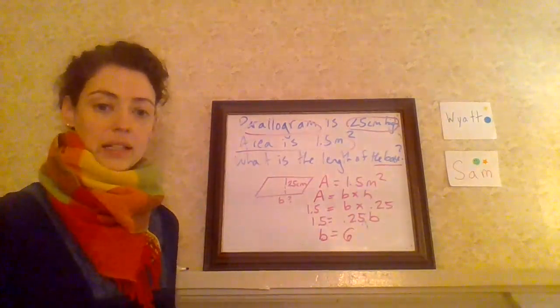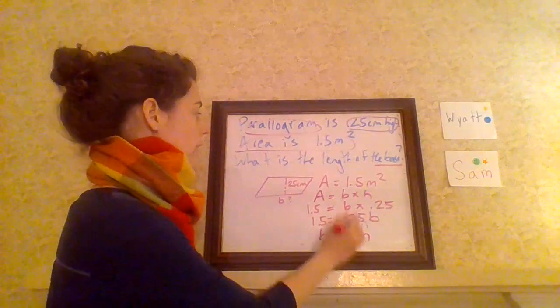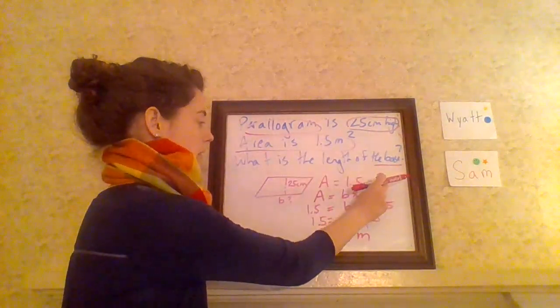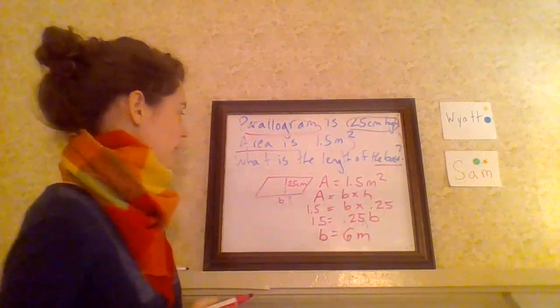And then look back at the units that we were using, meters. And it's not squared. The area is what has a squared sign, but for base it's 6 meters. Okay.